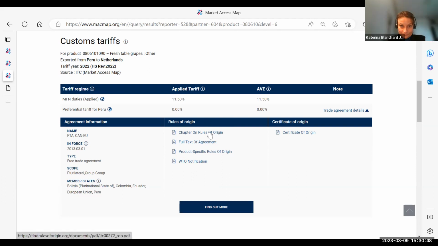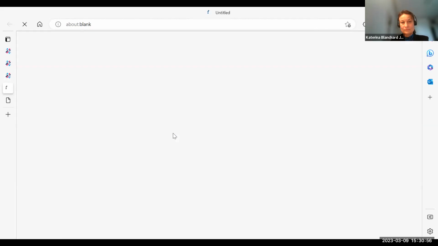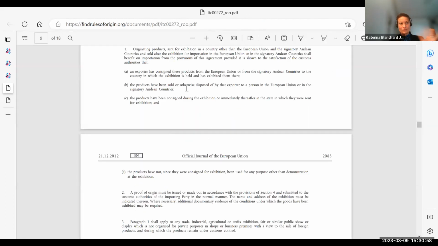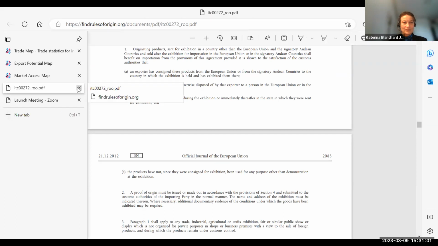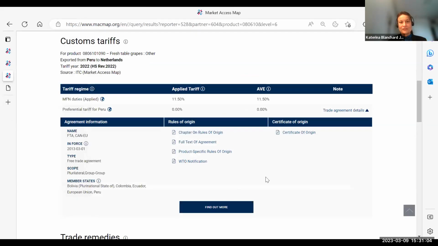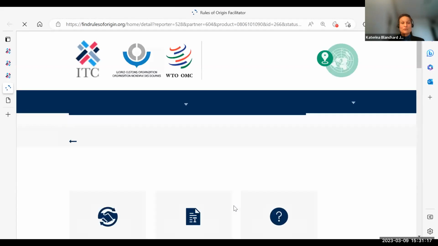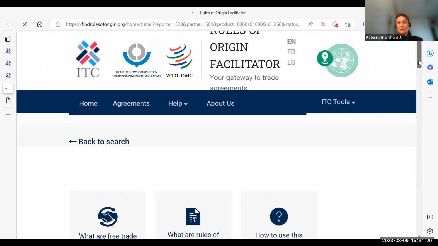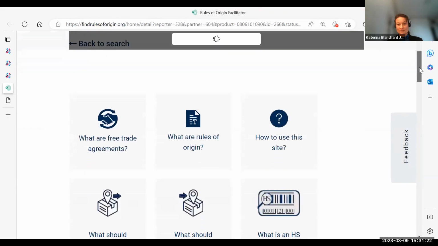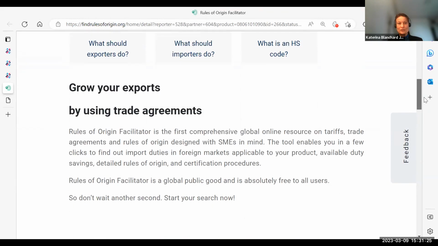We can either have a closer look at the chapter on rules of origin of that related free trade agreement here and go through it. So you see that the text is available. We can also check the full text of the agreement and the chapter on product-specific rules of origin. Or alternatively, we can click on Find Out More, and we will be redirected to another tool, which is the Rules of Origin Facilitator with the information for this product.